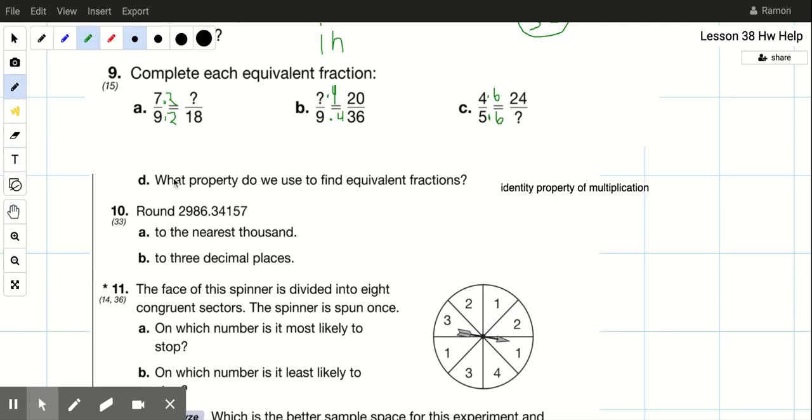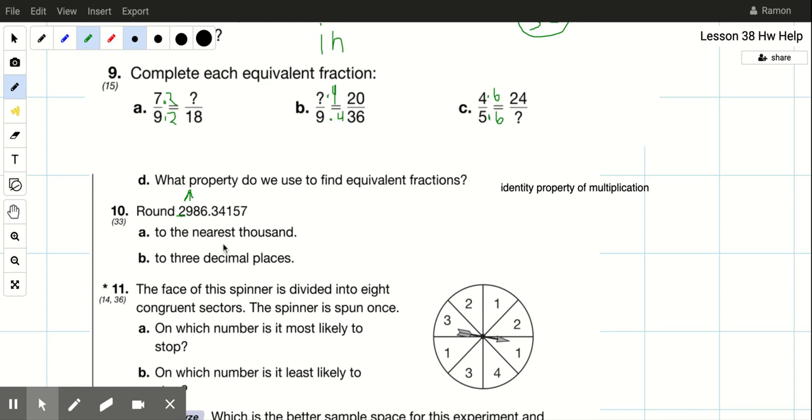For number 10, round 2,986 and 34,157 hundred thousandths. Round it to the nearest thousand place. So we want to look at the thousands place, which is our 2 here. Everything to the left will stay 0. Nothing to the left. So this is either going to go up or down. Given the 9 is the number directly next to it, it's going to go up. So 2 becomes a 3. Everything else becomes a 0.